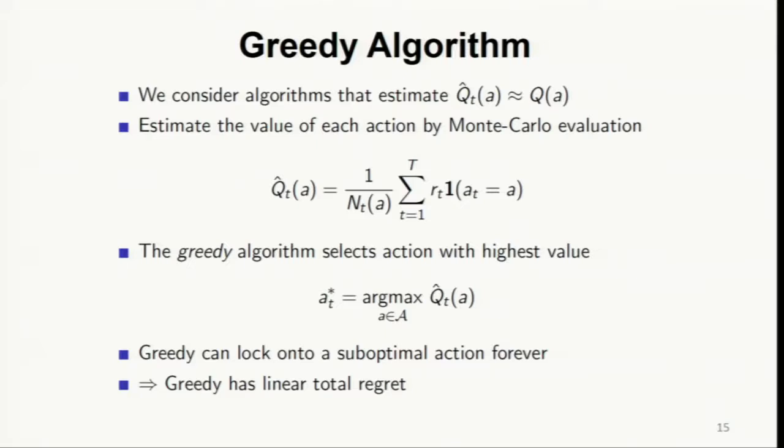The greedy algorithm selects the action with the highest value. That means you always maximize over the action set. You just choose the one that maximizes Q_t(a). So greedy can lock onto a suboptimal action forever. Greedy has linear total regret.